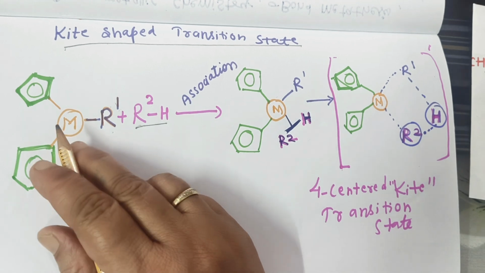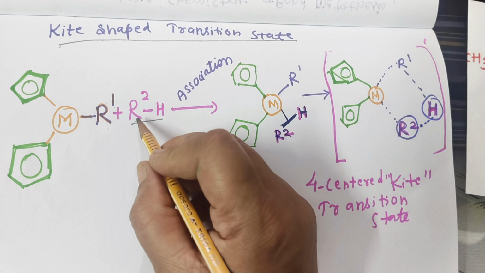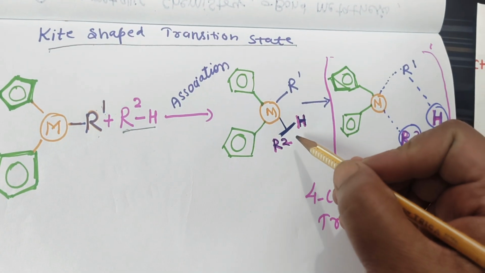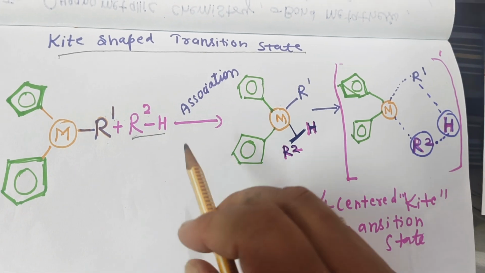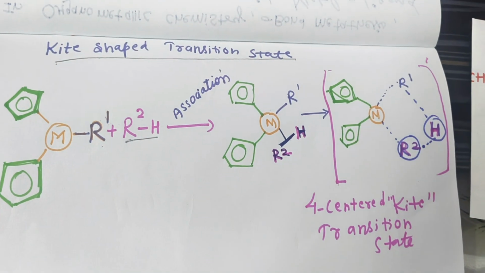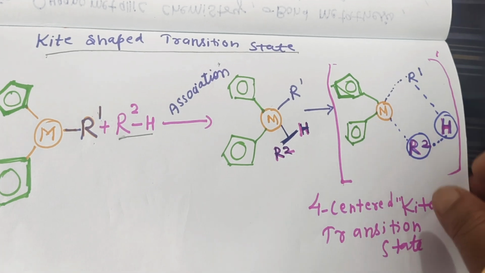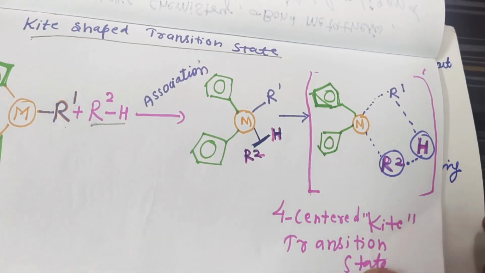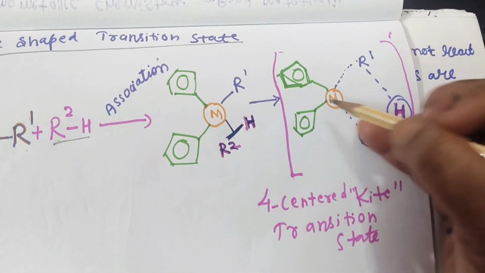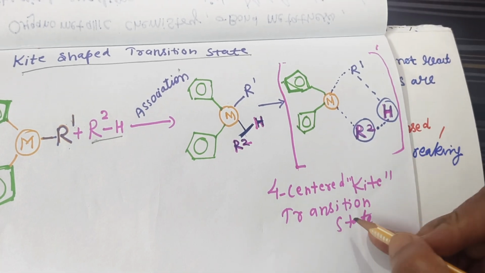Okay, so first step is what? Association of this coming ligand. So what will form? This R2H will come and get attached with the metal, so it will form like this. Now what they are saying is that this sigma bond metathesis undergoes a kite shaped transition state. It is a concerted process, means the bond formation and the breaking will take place simultaneously. Then what will happen? This R1 and R2 and H, they will convert into a cyclic kite shaped transition state, a four centered kite transition state.